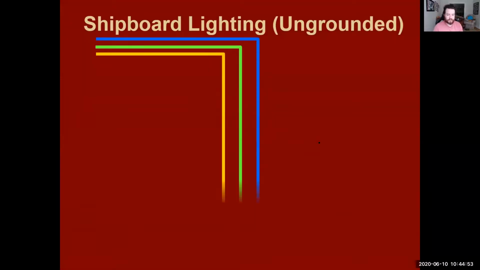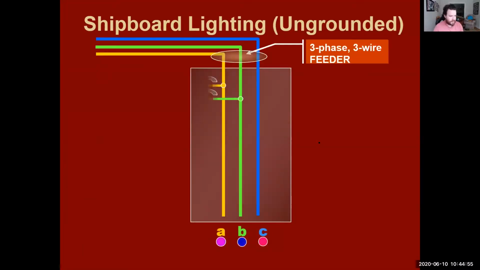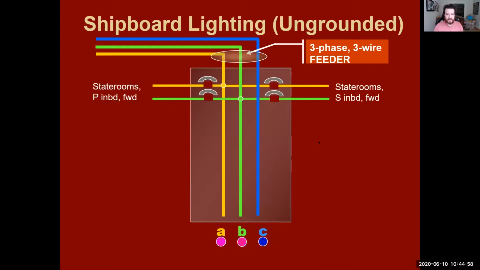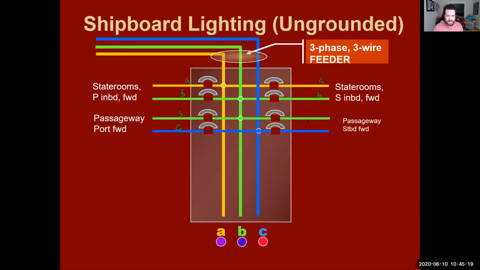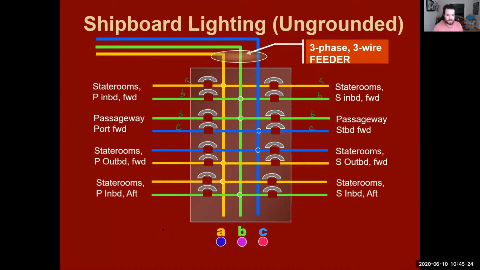All right. So as we come into that circuit breaker panel, we'll have our 3-phase, 3-wire feeder. Now, instead of having B as its ground, we're going to be using the potential difference from A to B on this stateroom. But on here, we're going to have B to C, and then B to C over here, and so forth and so on. And we're going to have a 2-pole circuit breaker.